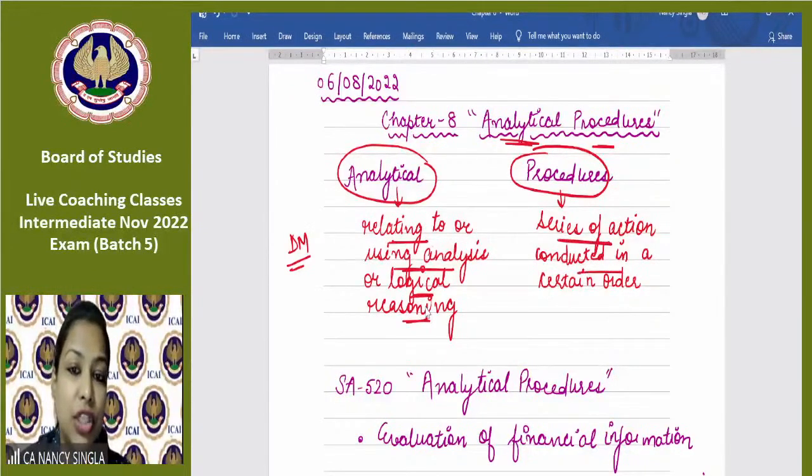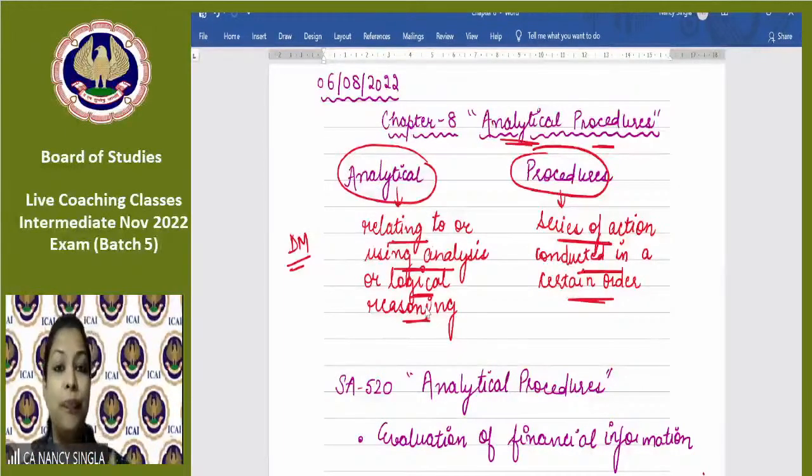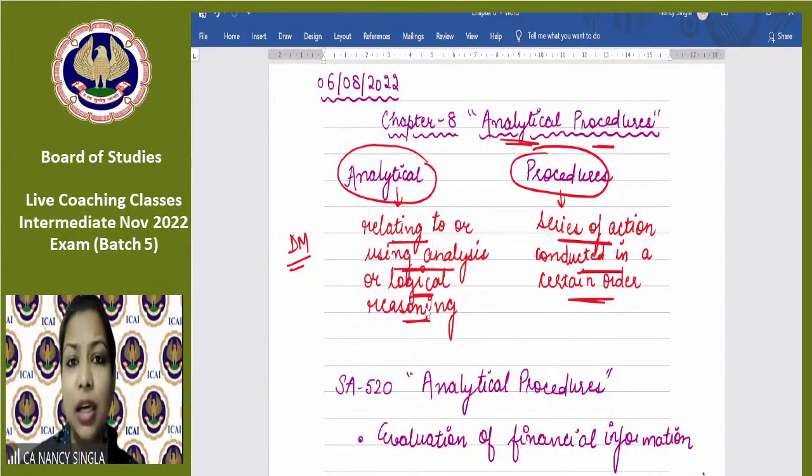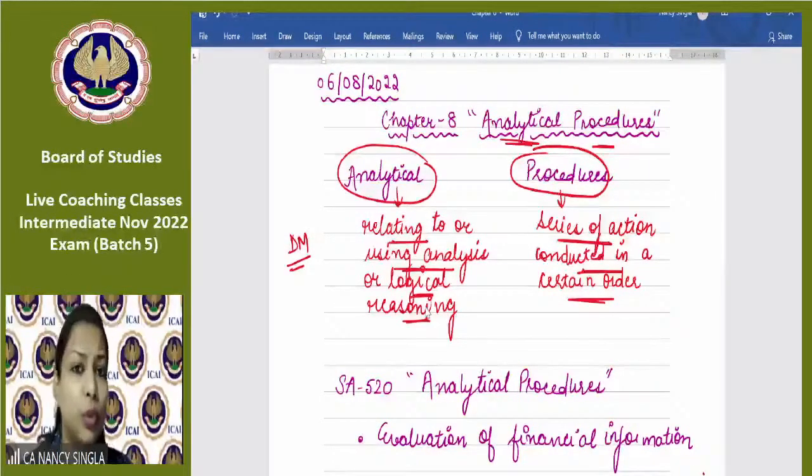And what is meant by procedures? The series of action conducted in certain order. So in our example relating to rent, a series of action. He'll ask the management, what is the rent that you are paying? 50,000. Okay? He will take the similar kind of data from the industry, from the other companies, or he may ask the management, you help me in getting that data. So this is the series of action. Then he'll compare both. He'll analyze. And he'll again discuss with the management in case of any inconsistency.